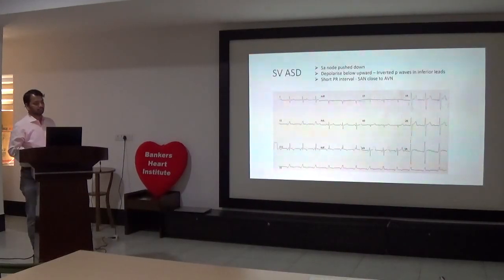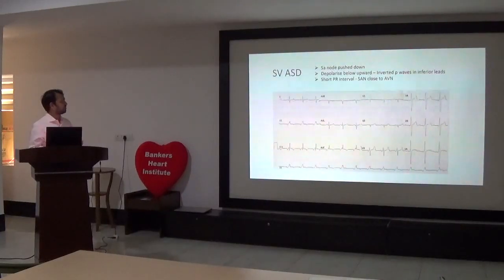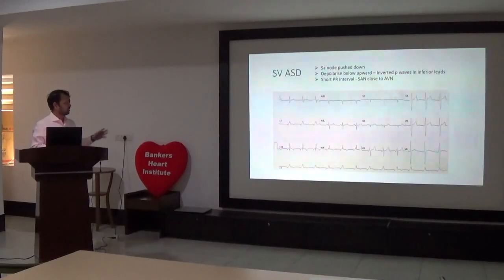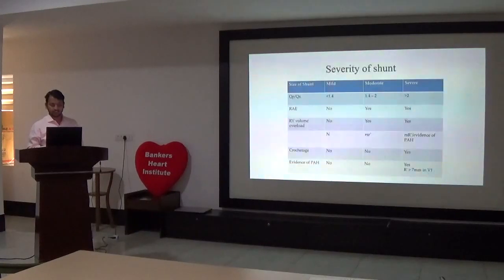So the third type of ASD is sinus venosus ASD. The specific thing I want to mention is that in this type of ASD, the sinus node is pushed down, which depolarizes from below upward, and there are inverted P waves in inferior leads. And there is a short PR interval because the sinus node comes close to the AV node. So the specific findings of sinus venosus ASD are inverted P waves in inferior leads and short PR interval, with RBBB pattern. In this we have to think of sinus venosus ASD.